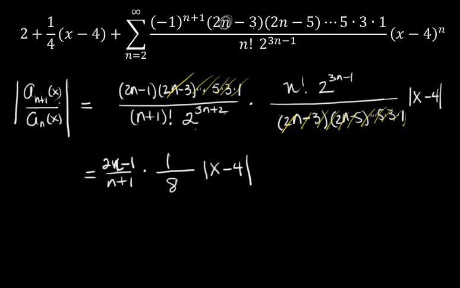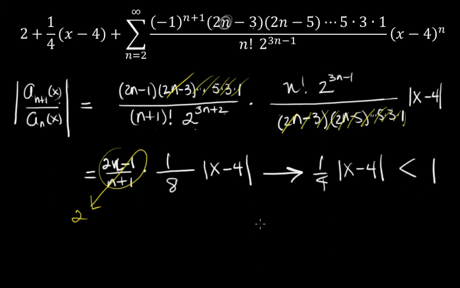All right, well, this little rational function here, as n goes to infinity, goes to the number 2, 2n over n. This is 1/8. So the limit here is 1/4 times the absolute value of x minus 4, which we know must be less than 1 in order for the series to converge.